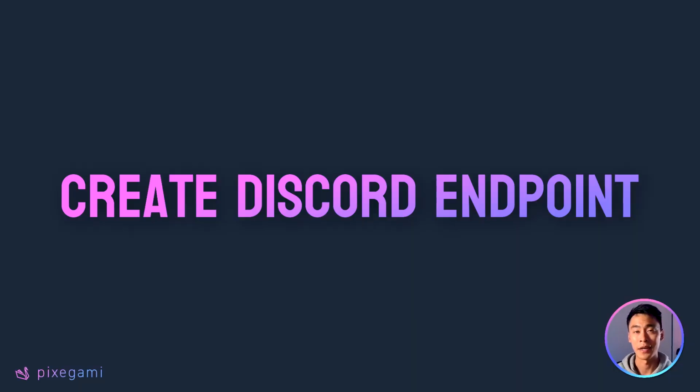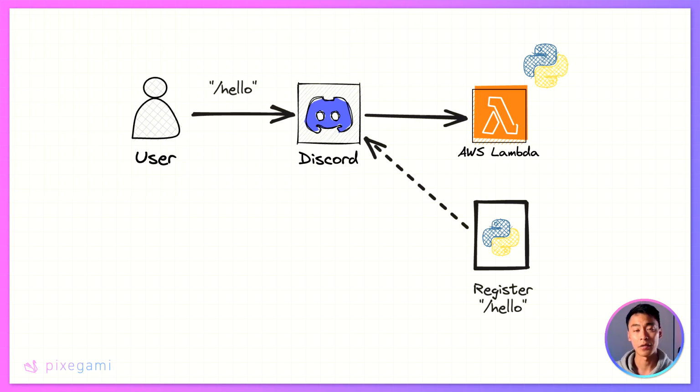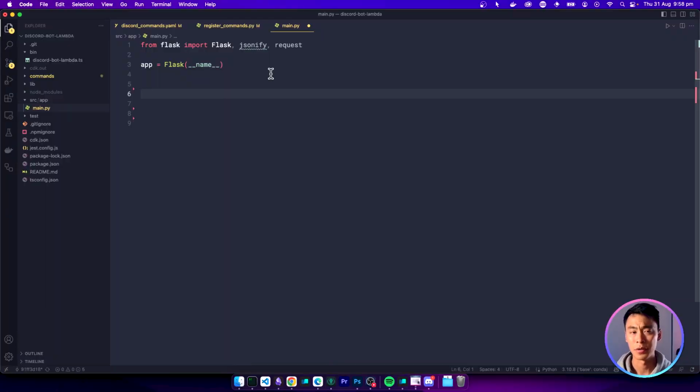Next, we need to create an HTTP endpoint for the bot. So if you remember from this diagram here, the user interacts with our bot by typing /hello into Discord. And then Discord knows that this is a command because we've registered it. And now it can send that command over to our bot using this HTTP endpoint. The code for that is actually pretty straightforward.